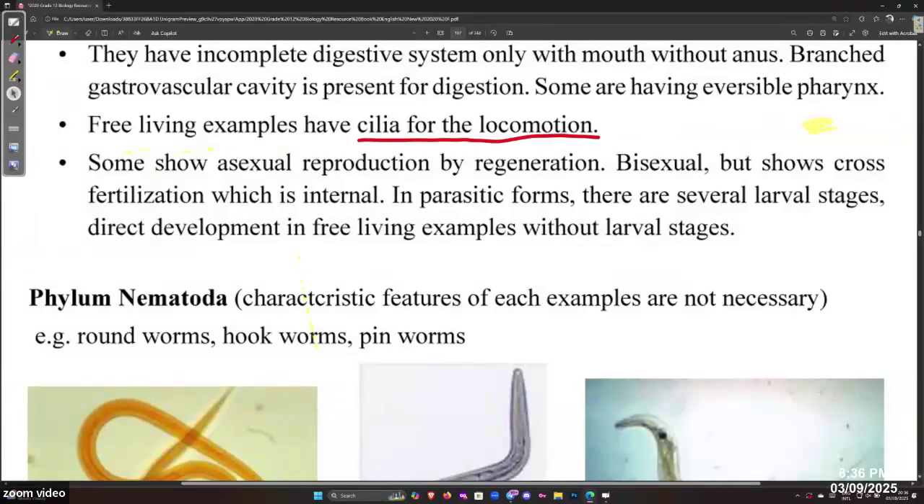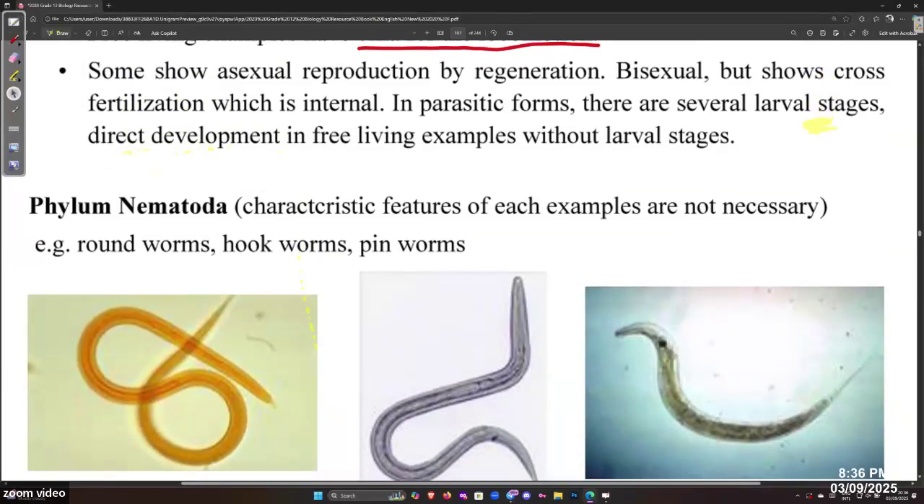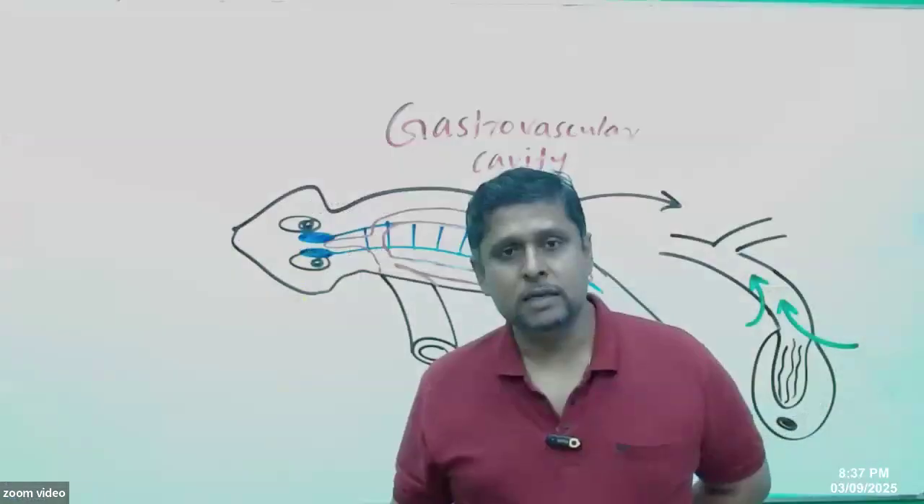Let's check the last few points, right? Parasitic forms are there. They have several larva stages. Direct development occurs in free-living examples. Look at that, people. Direct development occurs in free-living examples. That means they don't have larval stages. So who is free living? Who is free living out of these?